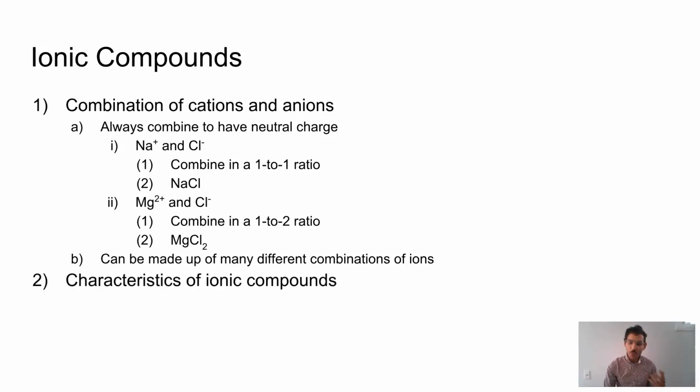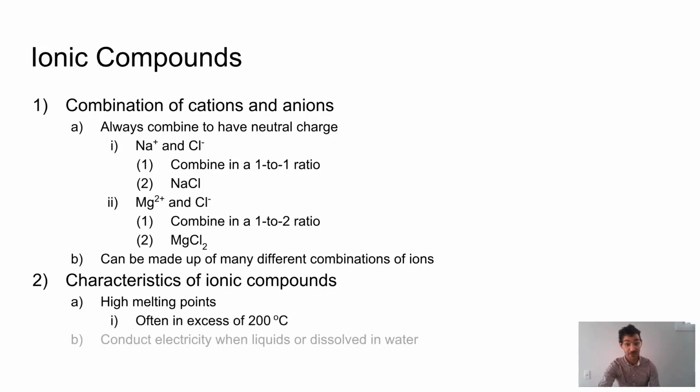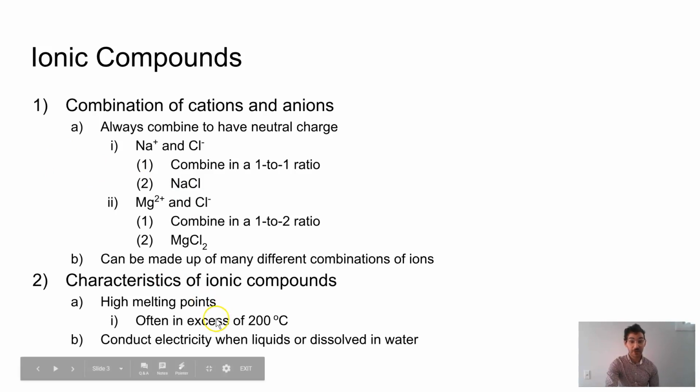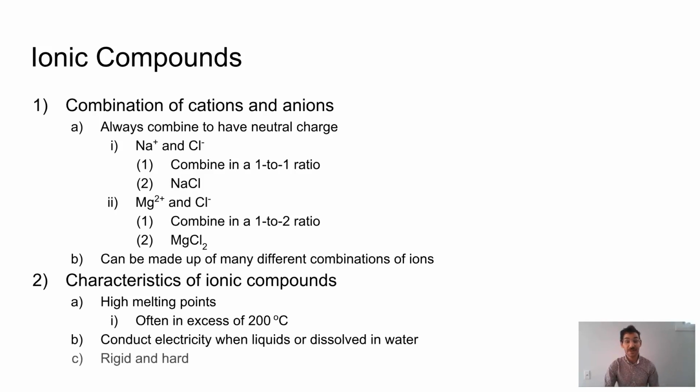Well, characteristics of an ionic compound, we're going to keep this very general, but in general, they have very high melting points. These are often in excess of 200 degrees Celsius. Sometimes they can be up in the thousands of degrees Celsius. Ionic compounds will conduct electricity very well if you are able to melt them and make a liquid, or if you are able to dissolve them in water. For instance, salt water is a very good conductor of electricity.